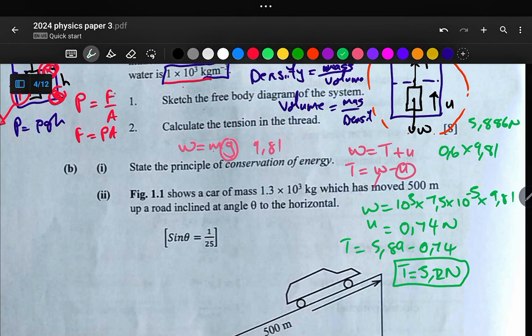Okay, and let us move on to the next part of our question, which says state the principle of conservation of energy. So the principle of conservation of energy states that energy is neither created nor destroyed, but it is transformed from one form to another.